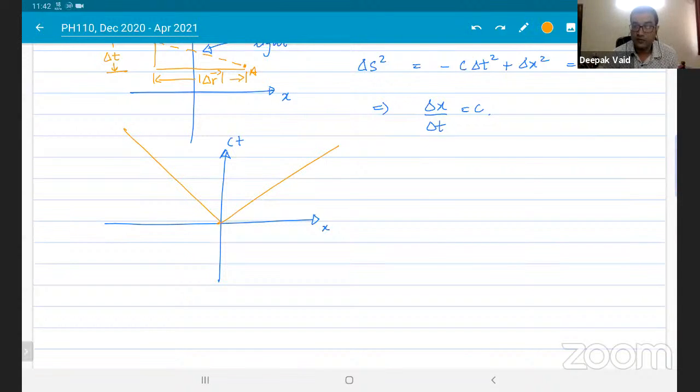Now, is there anybody who has not understood anything so far? Can you raise your hand in the Zoom window? Well, people will be reluctant to raise their hands, I suppose, when I ask such a question.